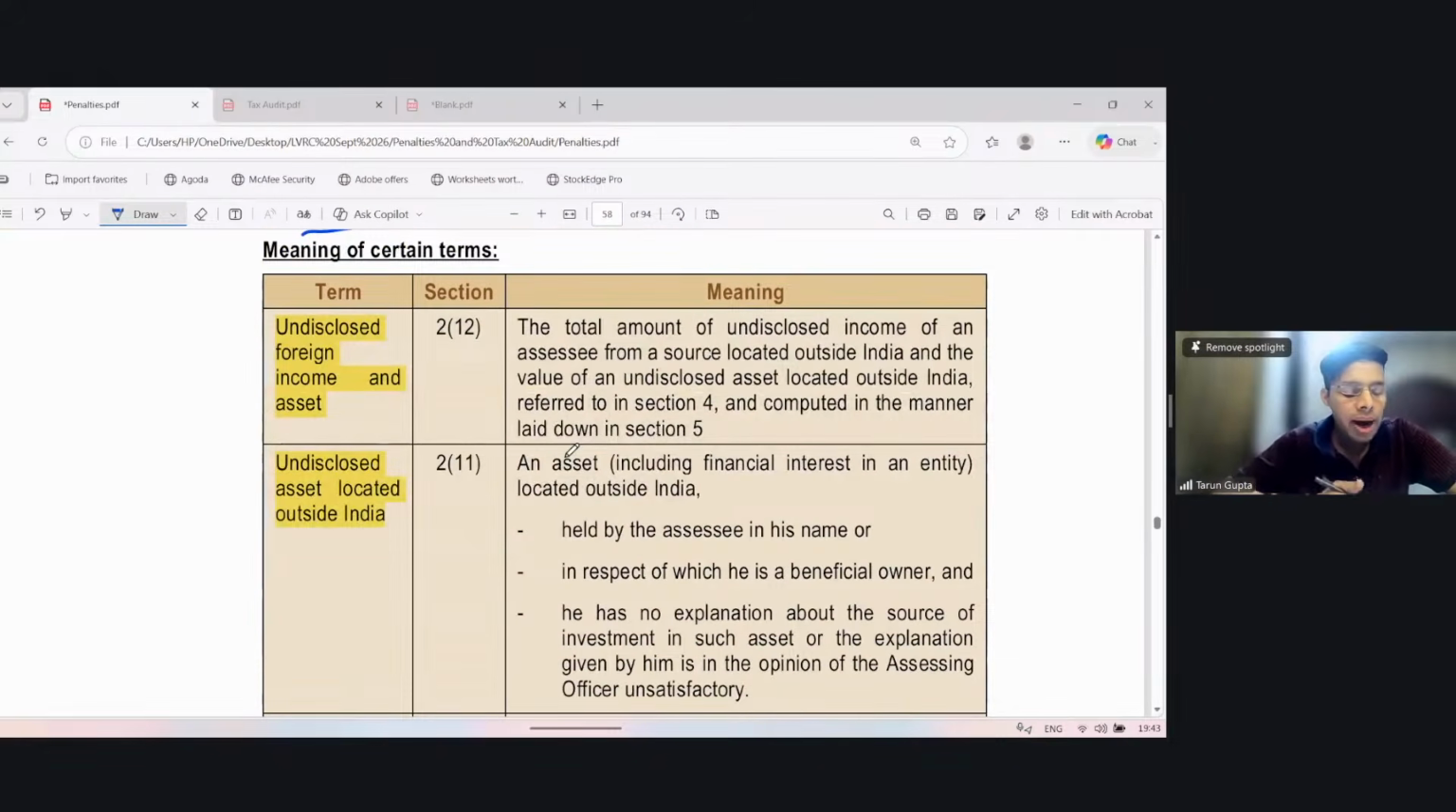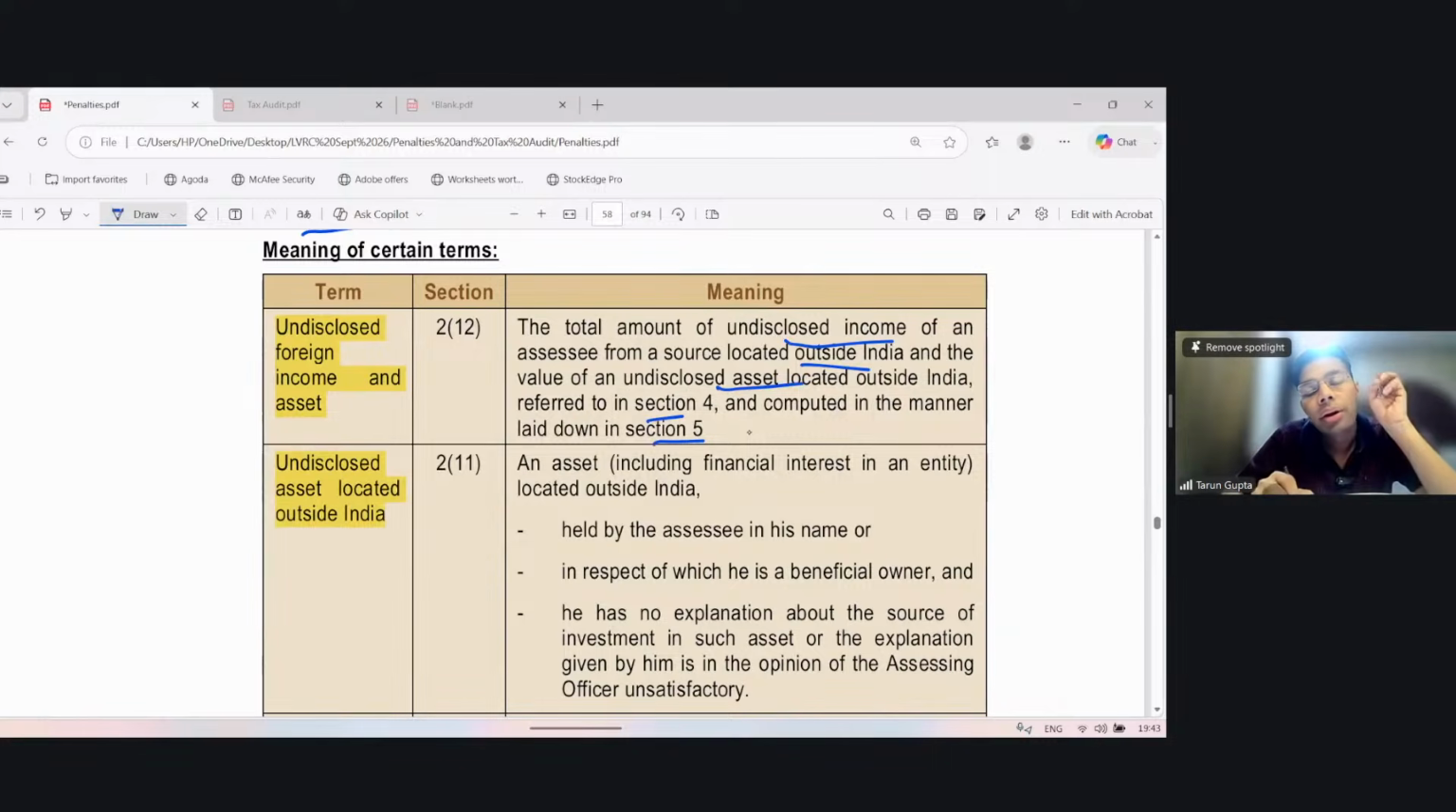Now, what do we mean by undisclosed foreign income and asset? So, the total amount of undisclosed income of an assessee from a source located outside India. We're talking about the foreign undisclosed income and the value of undisclosed assets located outside India.